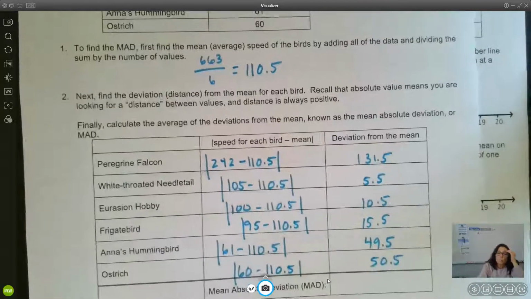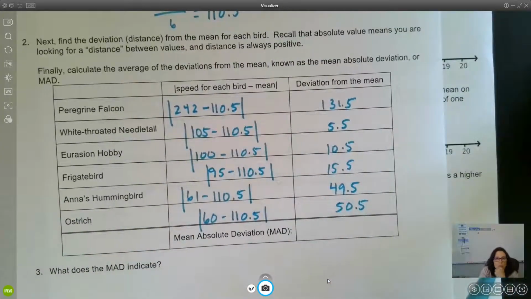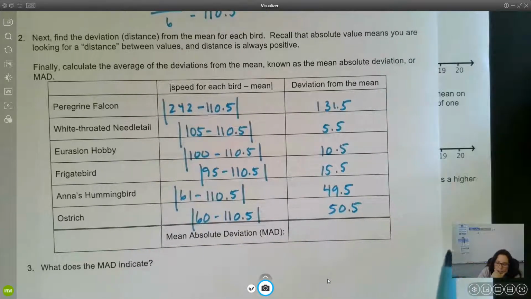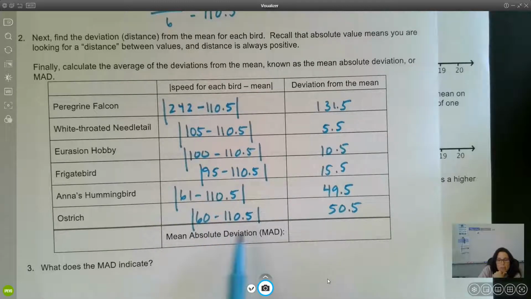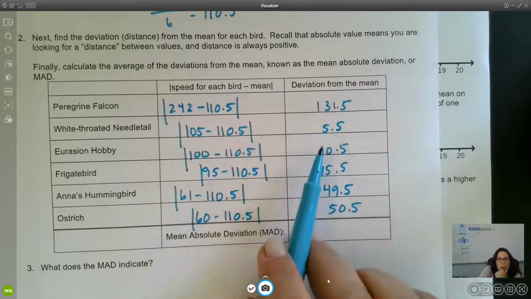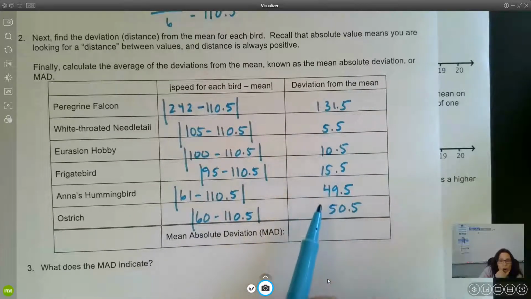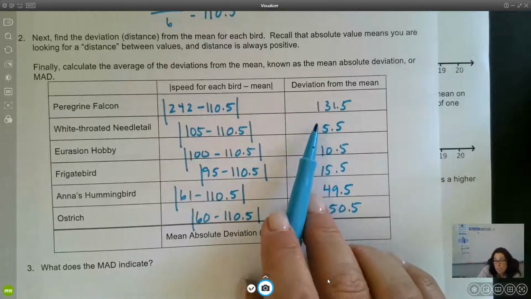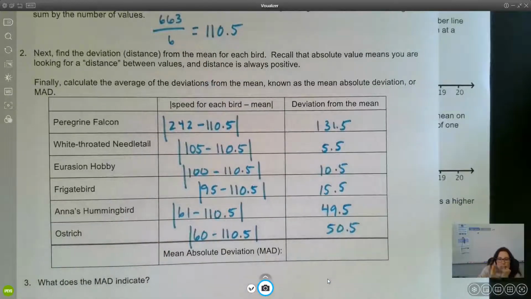When you do these differences, some of them come out to be positive, and it looks like the rest of them come out to be negative. But when you take the absolute value, you're recording all the positive values. This is how far each bird's speed in miles per hour is from the mean of 110.5, which is the mean of all 6 of these together.